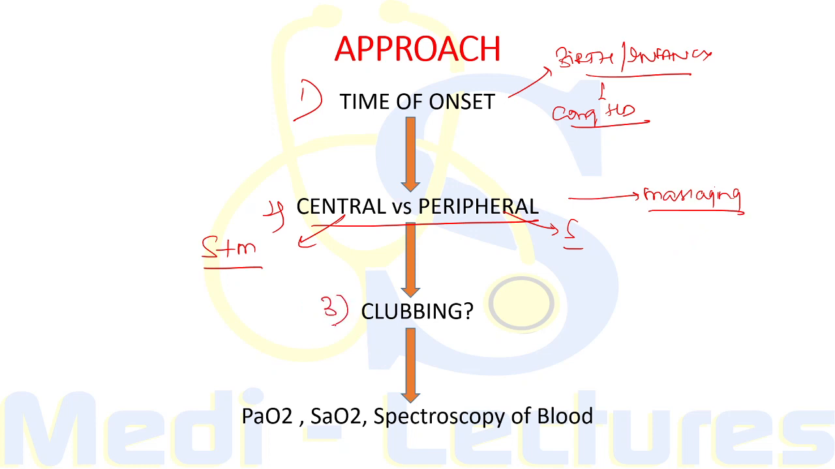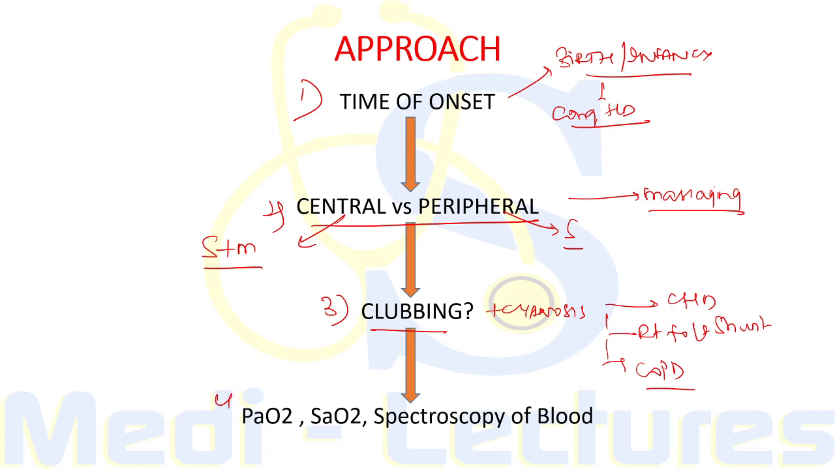Thirdly, whether the cyanosis is associated with clubbing. If it is associated with clubbing, then we can think of the following causes like congenital heart disease, right to left shunt, or some chronic pulmonary disorders like COPD or intrapulmonary abscess. Now this clubbing will be absent in acute cases of cyanosis like pneumonia and pulmonary edema.